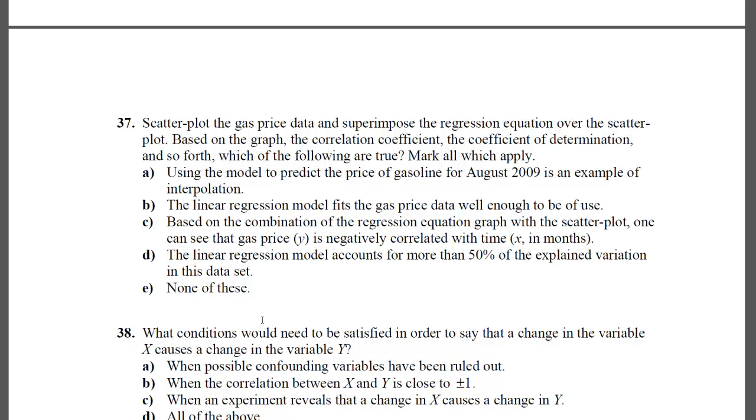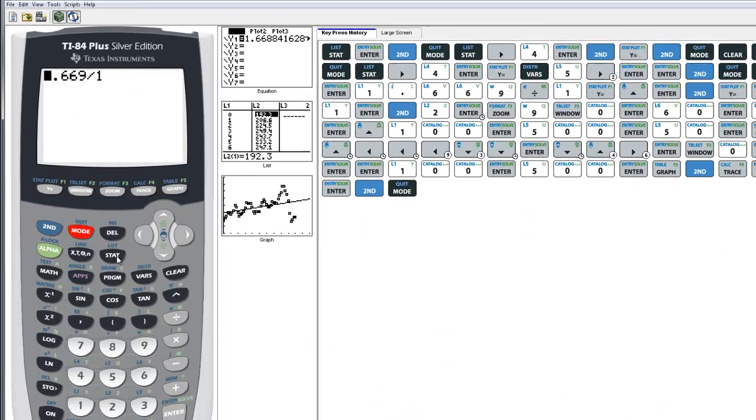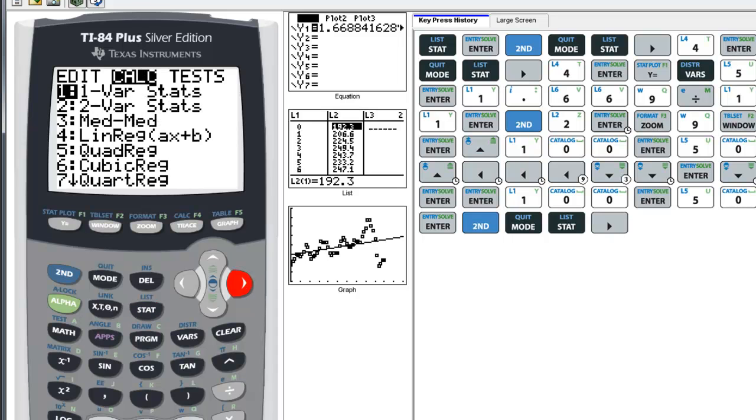D says the linear regression model accounts for more than 50% of the explained variation in the data set. That is asking for the coefficient of determination. And it's actually the square of the correlation coefficient. And we saw it on the screen a few minutes ago. Let's get it again just so you have it. Let me quit this. I'll just do the regression model real quick.